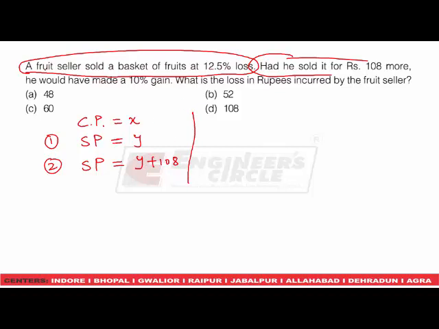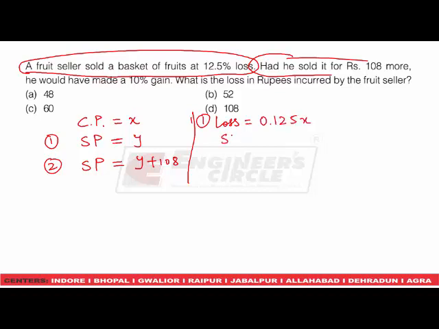Now by assuming these variables, we can again come to the sentence. It is given to us, fruit seller sold a basket of fruits at 12.5% loss. So in the first scenario there is loss. It implies that selling price is less and cost price is more, and we know that the percentage loss or percentage profit is always calculated on cost price. So what we can say is that here loss will be equal to, for the first scenario, 12.5% of X, that is 0.125 X.